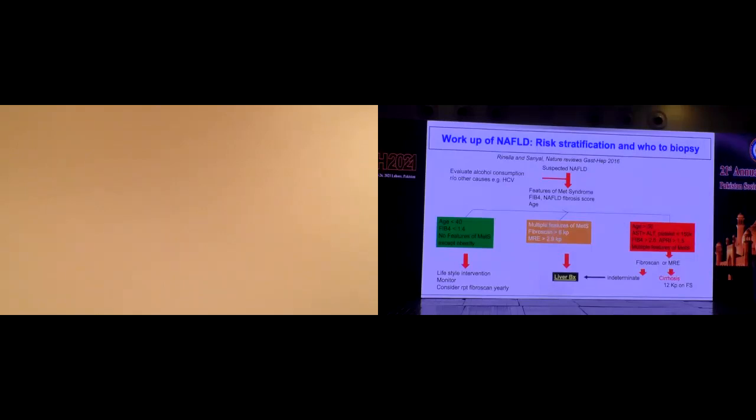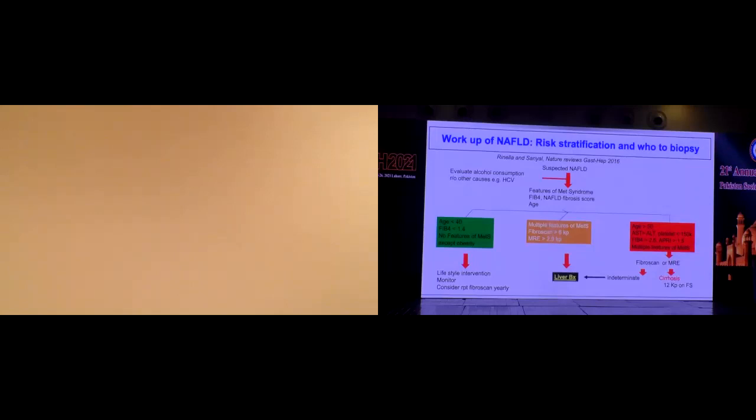In those cases, just like the station which was presented by Dr. Shahid, we just need to concentrate on the lifestyle intervention, monitor the patient, and repeat the non-invasive markers of fibrosis and disease progression, or maybe the more sophisticated tests like shear wave elastography or transient elastography.